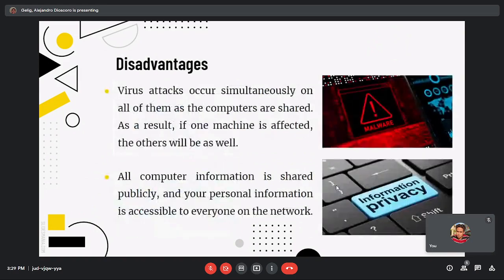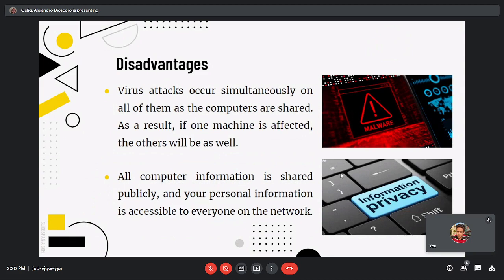Next, there are also disadvantages, one of which is that if a virus hits one computer, then it spreads to the entire network system simultaneously and finally to all computer systems, which will fail.